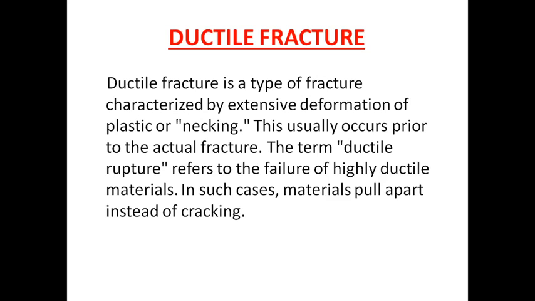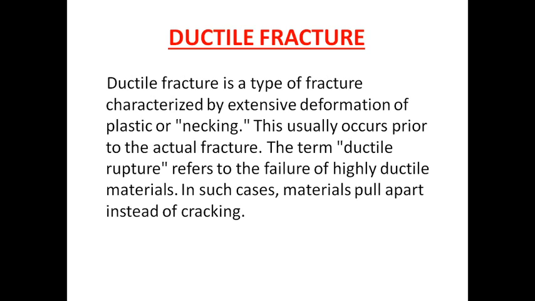The first is the ductile fracture. Ductile fracture is a type of fracture characterized by extensive plastic deformation or necking. This usually occurs prior to the actual fracture. The term ductile rupture refers to the failure of highly ductile material. In such cases, materials pull apart instead of cracking.